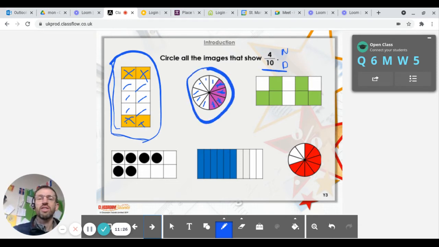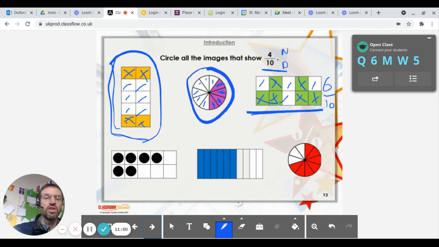Let's try this one. Are there 10 altogether? 1, 2, 3, 4, 5, 6, 7, 8, 9, 10. There are. So that's correct. But are there 4 of them, 4 of the 10ths coloured in? I've got 1, 2, 3, 4, 5, 6. No. This shape here, I'm not going to circle it because I think it is showing 6/10.